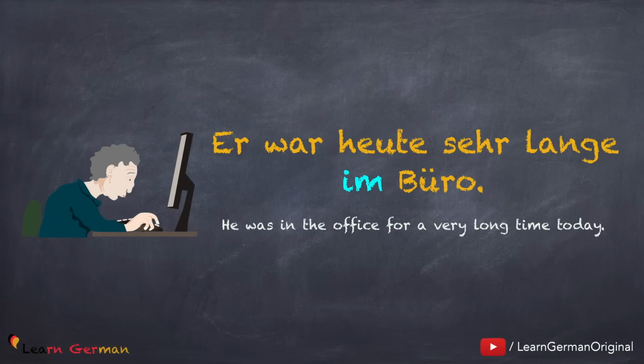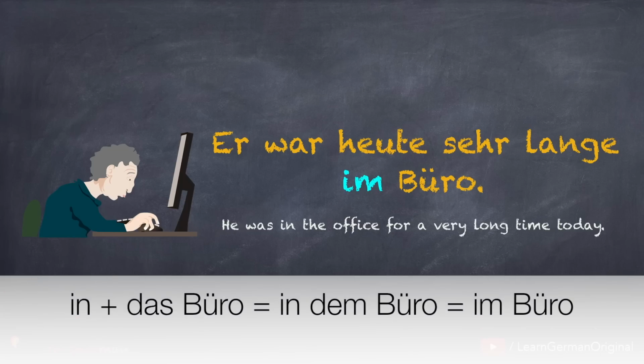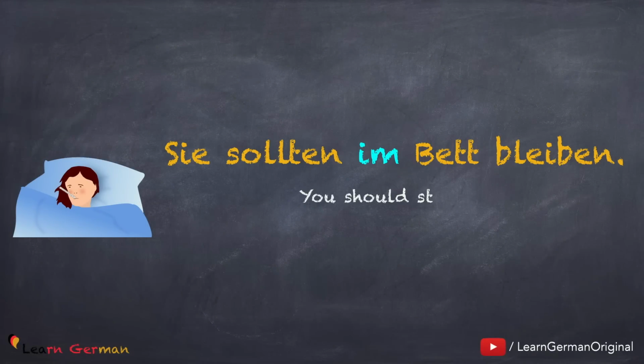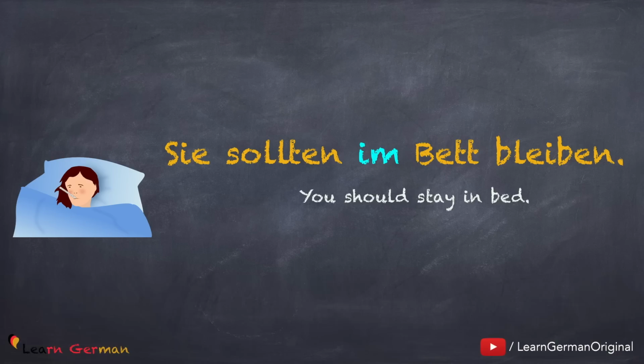War heute sehr lange im Büro. Wo war heute? Im Büro. The article for Büro is das. Das changes to dem in dative. In plus dem will give you im. Let's look at another example. Sie sollten im Bett bleiben. Wo sollten sie bleiben? Im Bett.